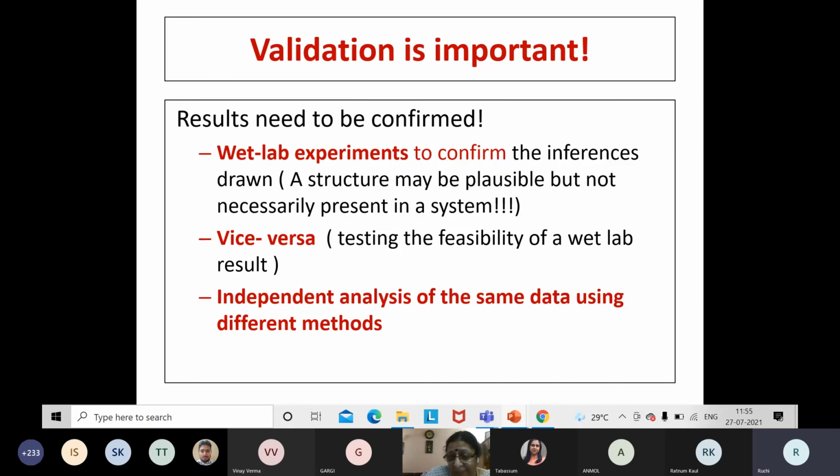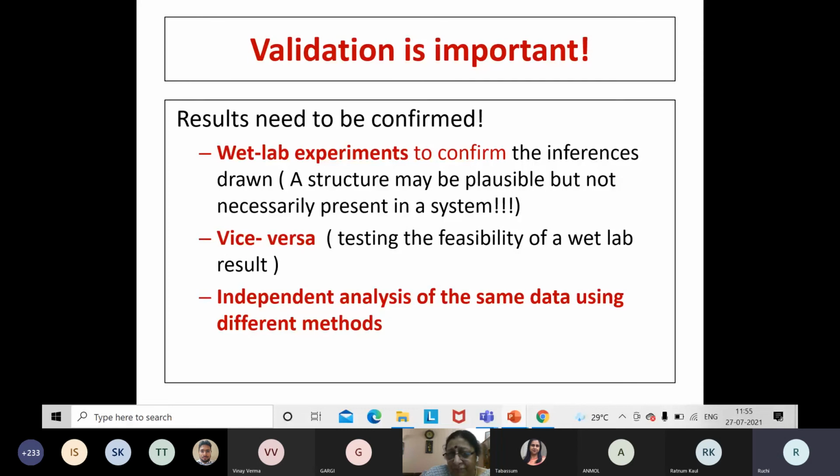Sometimes it's vice versa. We do some experiments in the wet lab, and we get some results, and then we need bioinformatic analysis to confirm that this kind of a result is possible, theoretically speaking, considering all the parameters. So it can be opposite also, where we test the feasibility of a wet lab result using bioinformatics.